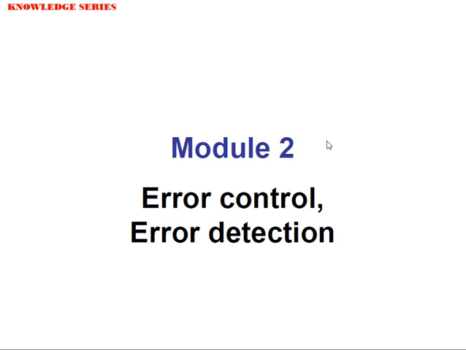In case any error has occurred, then it has to be identified where that particular error in the bit is, or at which location it is. So error detection and correction both occur in the transport layer and in the data link layer. You have to keep this in your mind.